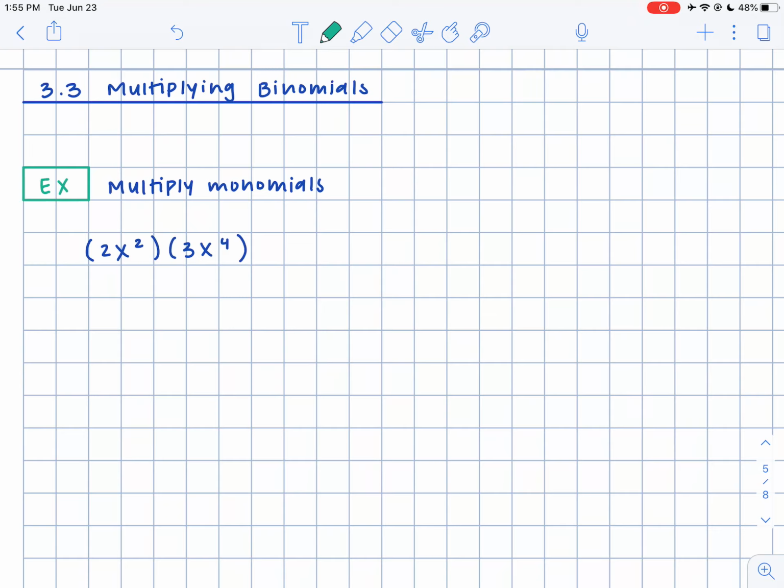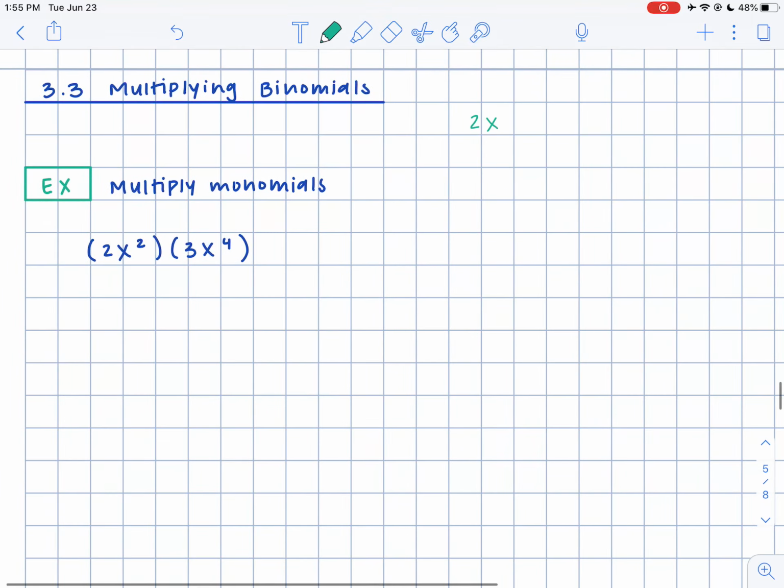Hello, today we're going to be talking about 3.3, multiplying binomials. Let's remind ourselves what a binomial is again. A binomial is just a polynomial with two terms. For example, 2x plus 4. This is a polynomial with two terms.